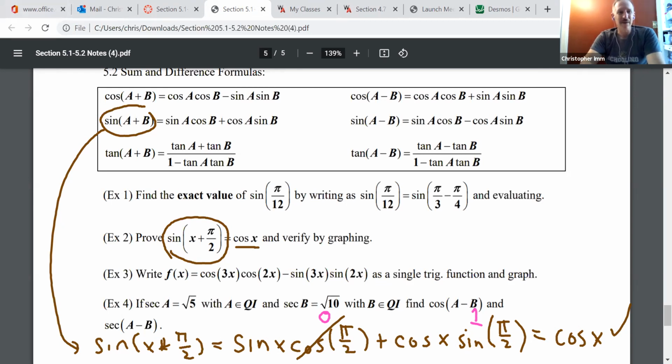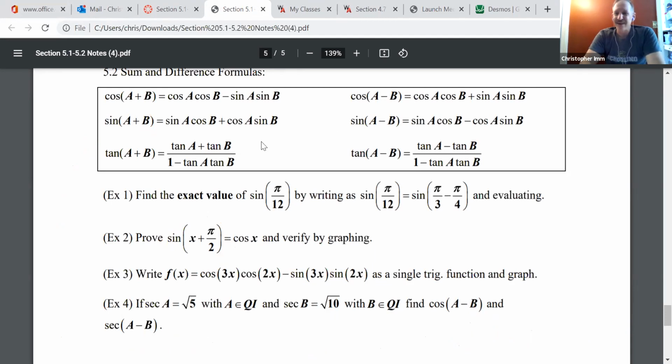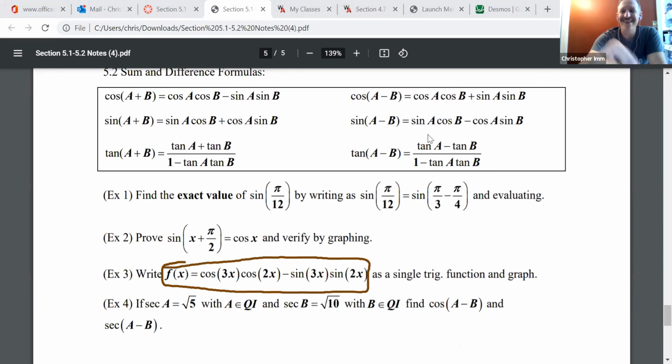Okay, let's go ahead and go on to example 3. I tried to put these up by the formula so we could use these. Okay, so we have a function here. Let's say that we wanted to graph this and we didn't have a calculator. Would we know anything about that function, really, if we didn't have a calculator and we wanted to graph that?